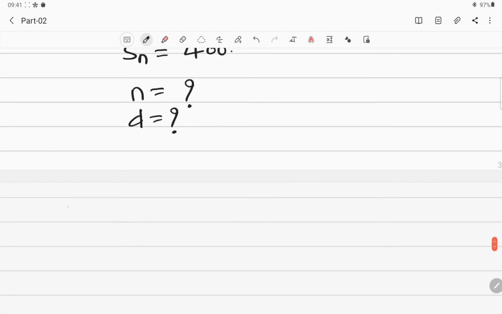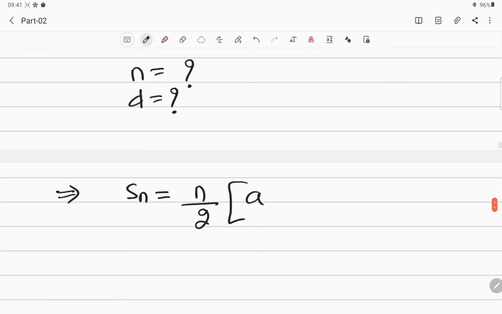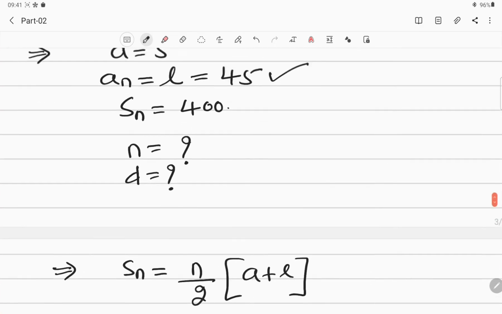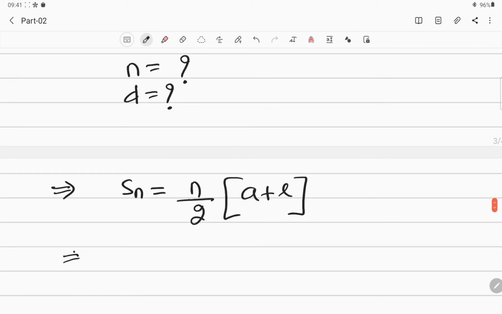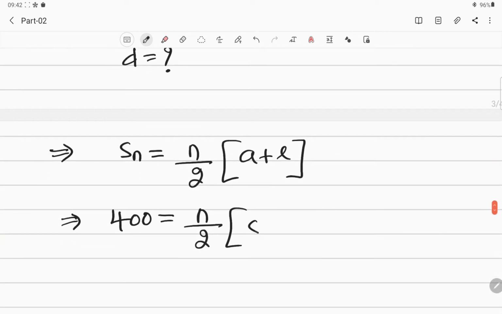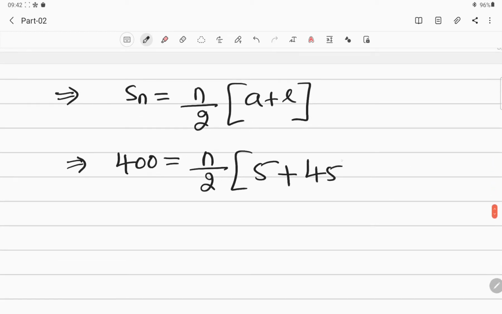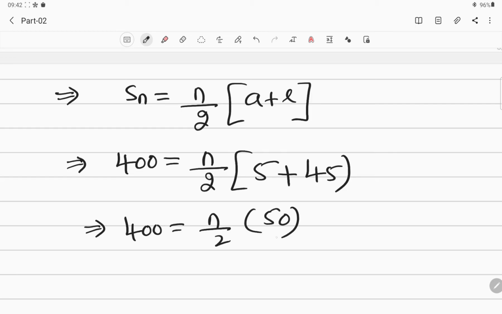Now look at this. Sn is equal to, what is the formula? Sn is equal to n by 2 bracket. Now here the last term is given. So instead of using 2a plus n minus 1 into d, we can use a plus l, no? The last term is given, so easily we can get the answer here. Sn means 400, and that is equal to n by 2 bracket a. What is the value of a? a is 5 plus last term, what is that? 45. So 5 plus 45. All right, so it becomes 400 is equal to n by 2 bracket 5 plus 45, which is 50, right?